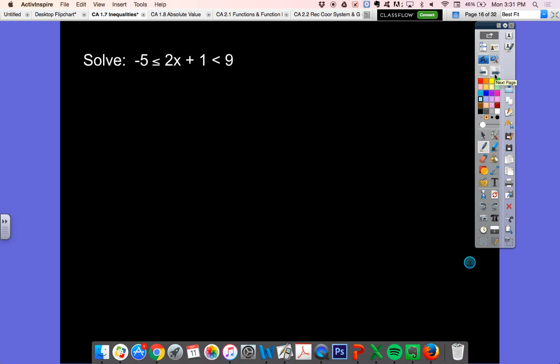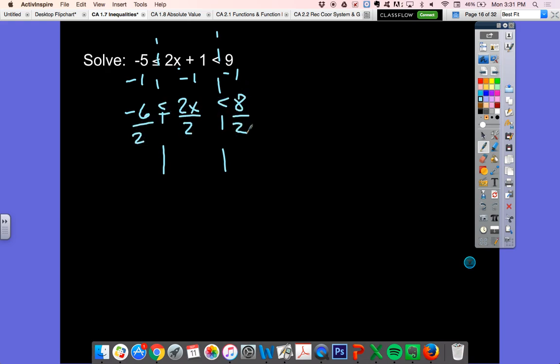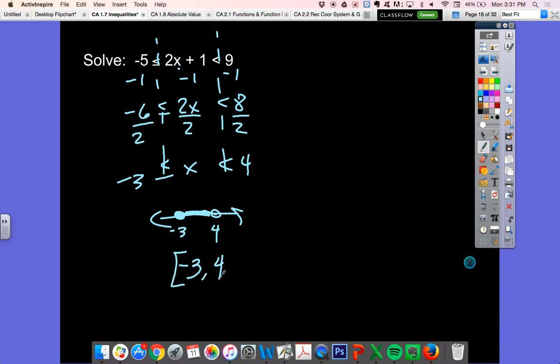All right, so just to do another one, put those in there. You're isolating the x, so get rid of the 1. So you have negative 6 less than or equal to 2x less than 8. Come through, divide through by 2. You have negative 3 less than or equal to x less than 4. Okay, if you need the graph, you've got negative 3, you've got 4. They're in between. The 3 is filled in, so we're bracket negative 3 and 4 parentheses.